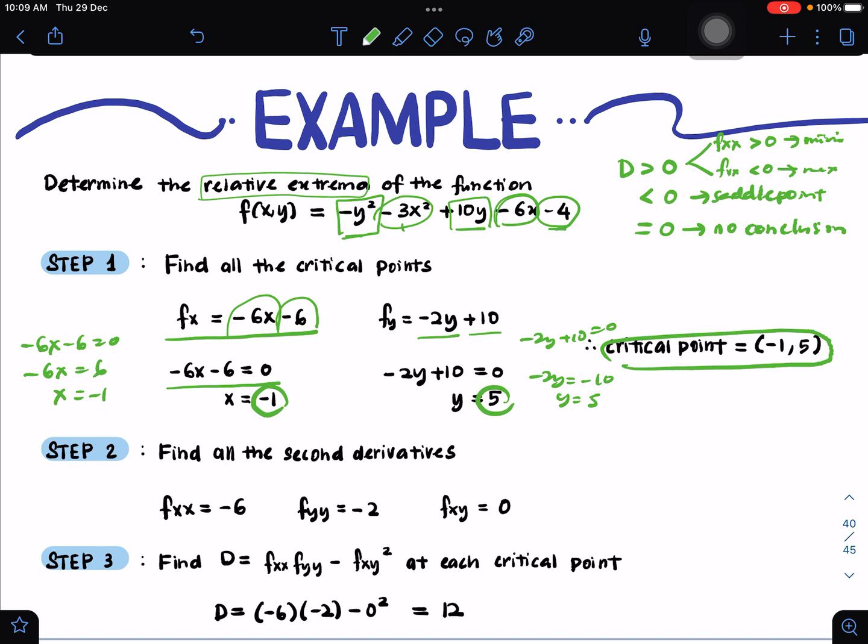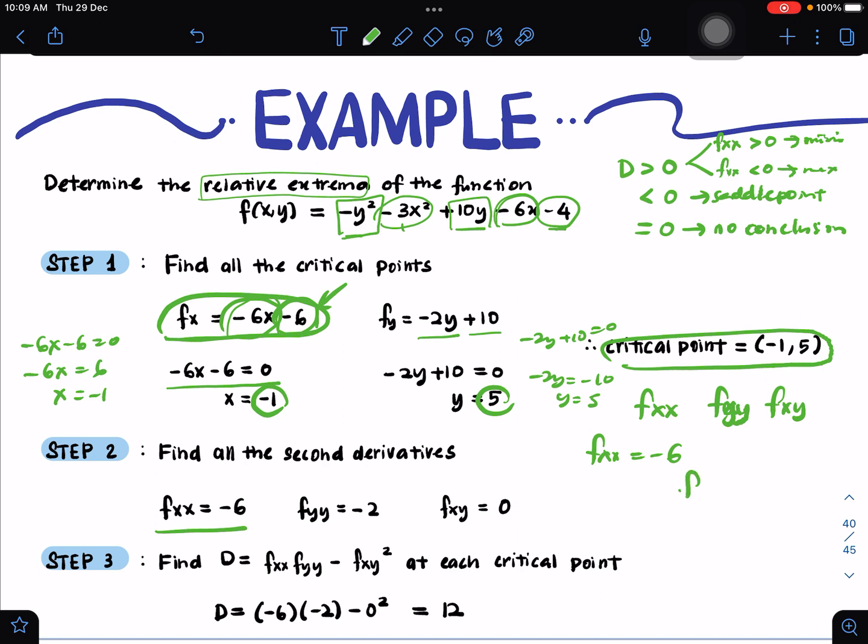But not yet can we decide whether this point is maximum or minimum. So kita kena buat second partial test. So second partial test kita kena differentiate lagi sekali. So apa yang kita kena cari dalam second partial test? Kita kena cari fxx, kita kena cari fyy, dan kita kena cari fxy. So fx dah ada kat sini. Nak cari fxx, differentiate lagi sekali fx. So differentiate negative 6x, you will get negative 6. Differentiate this one, you will get 0. So fxx is negative 6.